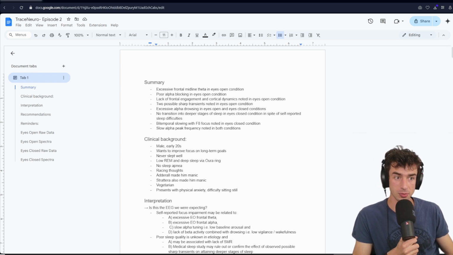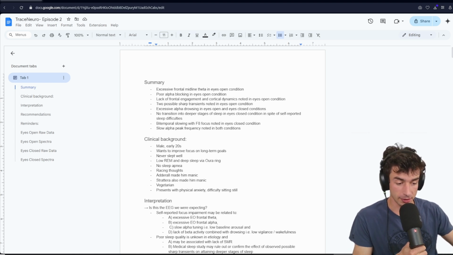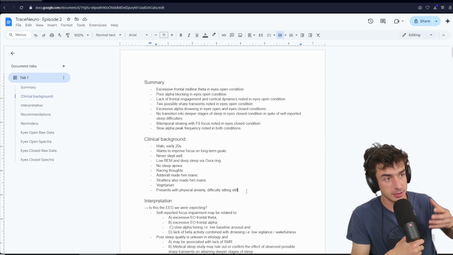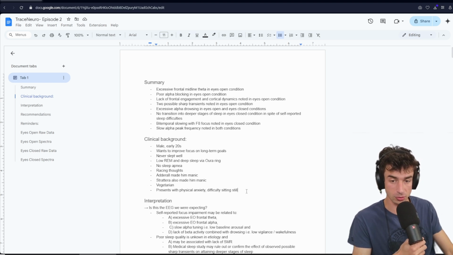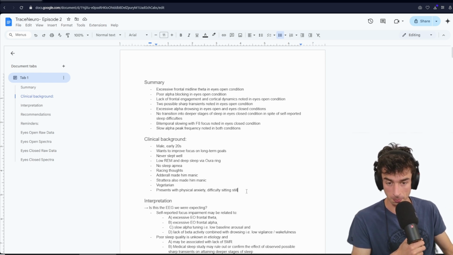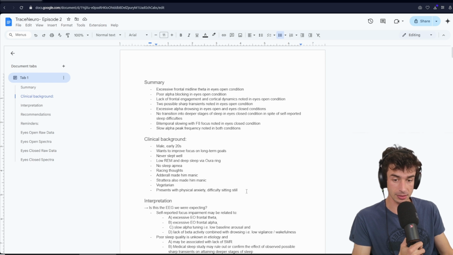So that's what's happening in the EEG. And now our question is, what's going on with this guy? The first thing James communicated with me was a sense of physical anxiety. This person has difficulty sitting still. He's in his early 20s, and he wants to improve his focus. He wants to improve his sleep. He says he's never slept well, like he has racing thoughts. And when he took Adderall to help with focus, it made him manic, as did Strattera. And it turns out he's vegetarian.